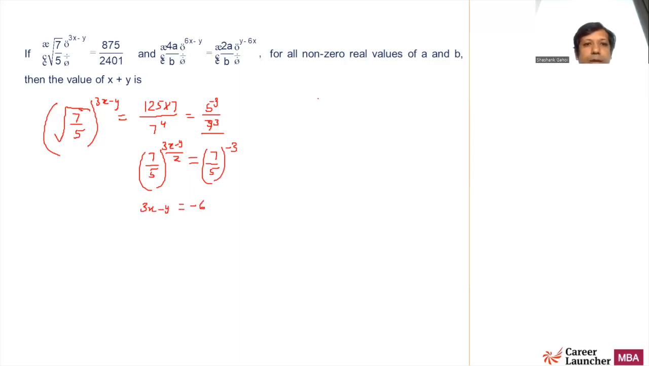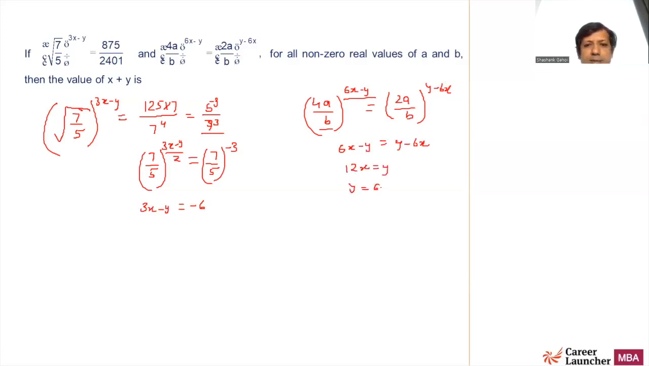Now here, the second equation says that (4a upon b) whole power 6x minus y, and I'm just going to write the right hand side, (2a upon b), that is equal to y minus 6x. The power of b here is 6x minus y. The power of b on the right hand side is y minus 6x. So from here I can say that 12x is equal to 2y. So y comes out to be 6x.